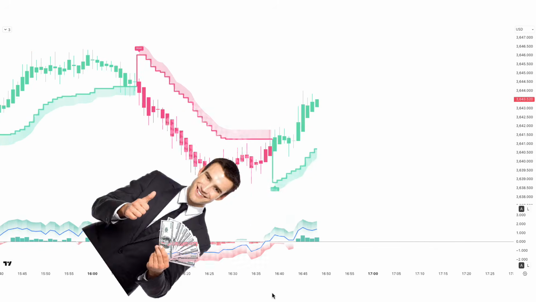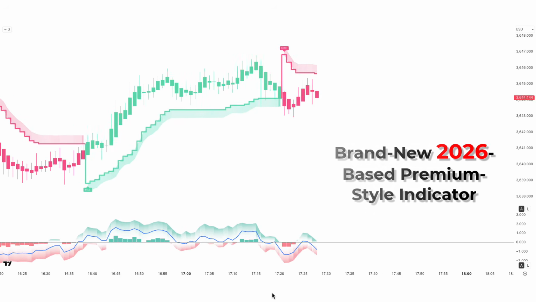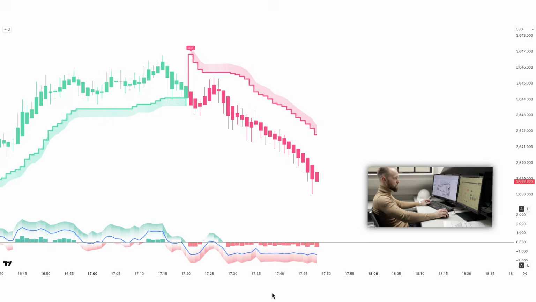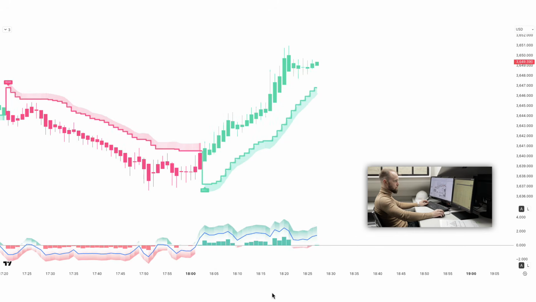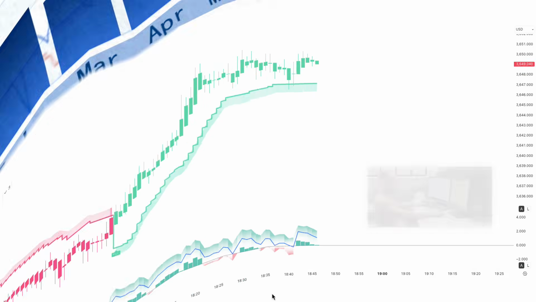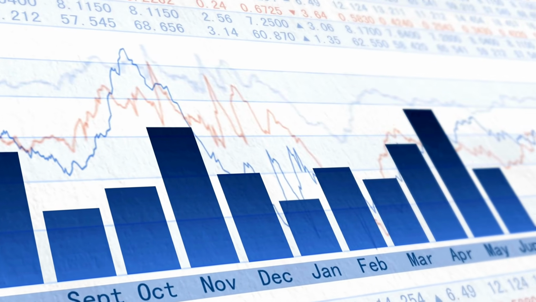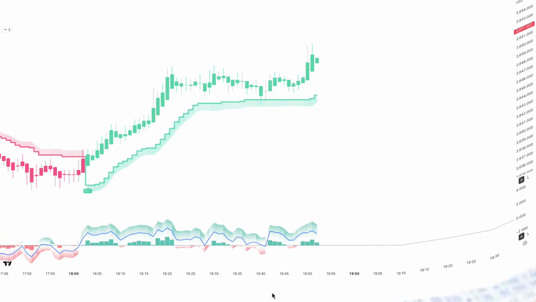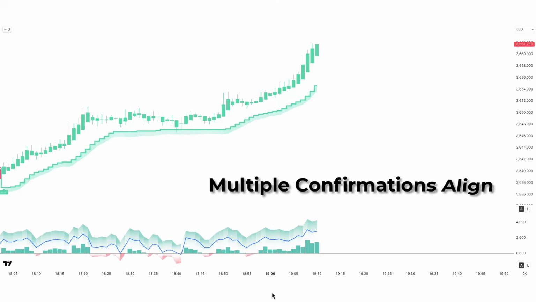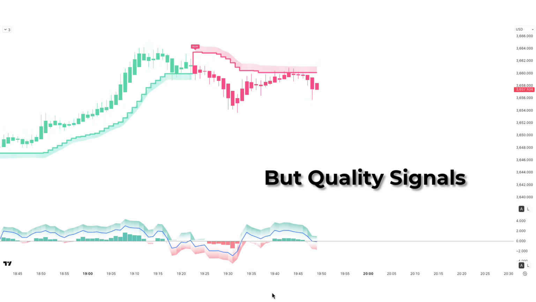In this video, we'll discuss a brand new 2026-based premium style indicator that combines market structure, liquidity zones, and smart confirmations to generate high-probability signals. This isn't a simple buy-sell arrow system. This indicator filters trend direction, avoids fake breakouts, and only generates signals when multiple confirmations align. This means fewer signals, but quality signals.